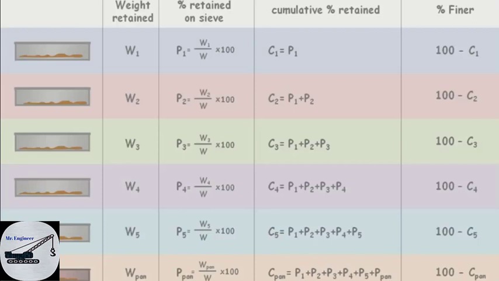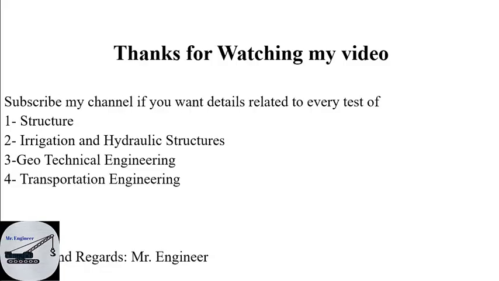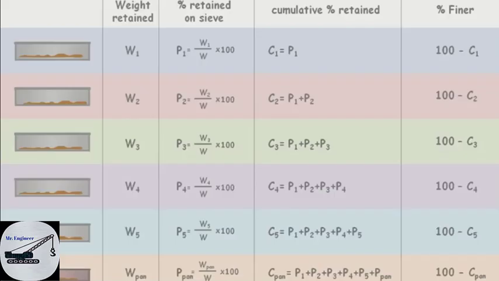Using these two values, we will calculate the cumulative percentage retained and percent finer of each sieve. Using these two values, we plot a graph called the particle size distribution curve. The whole procedure we have discussed is the dry sieve analysis. For wet sieve analysis, watch the video named Sieve Analysis Part 2 in the next session.